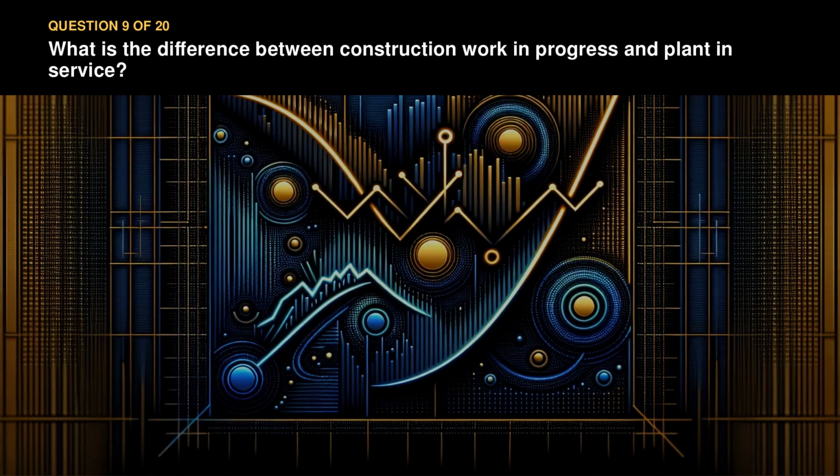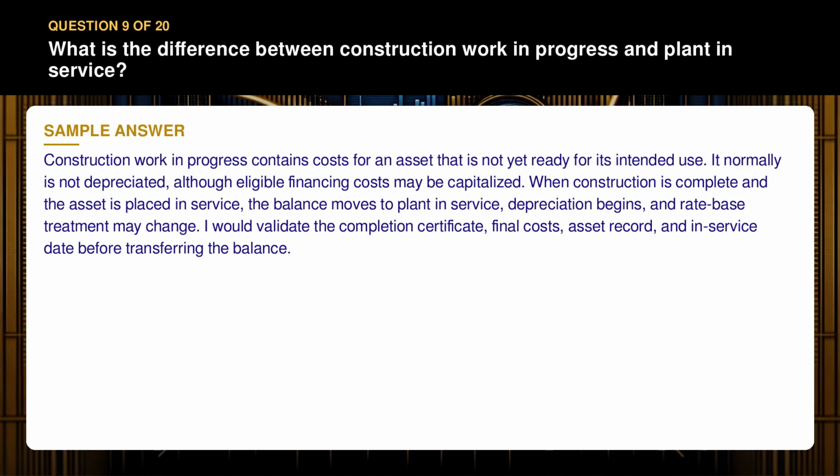Question 9. What is the difference between construction work in progress and plant in service? Construction work in progress contains costs for an asset that is not yet ready for its intended use. It normally is not depreciated, although eligible financing costs may be capitalized. When construction is complete and the asset is placed in service, the balance moves to plant in service, depreciation begins, and rate-based treatment may change. I would validate the completion certificate, final costs, asset record, and in-service date before transferring the balance.